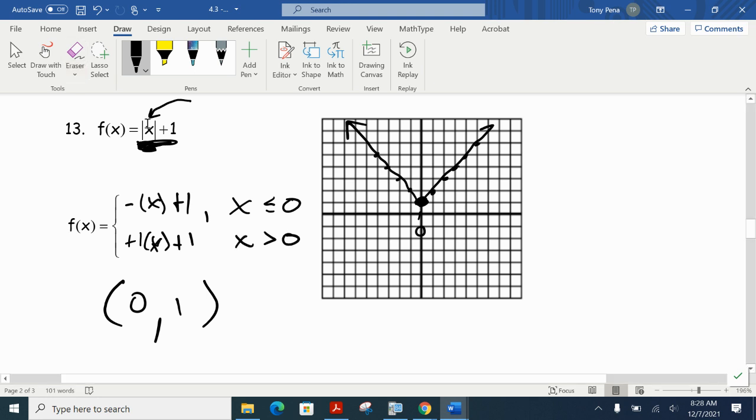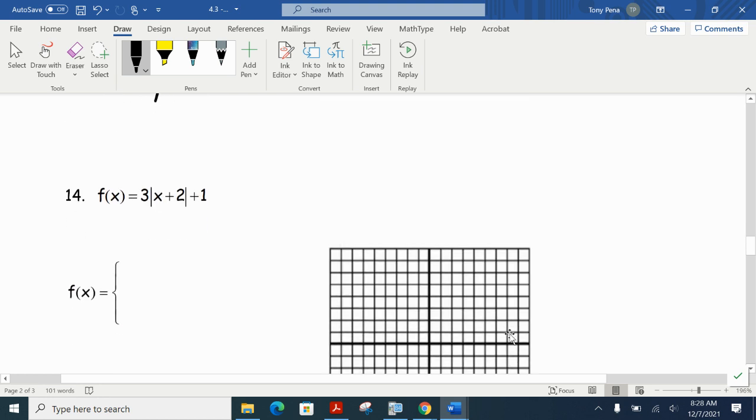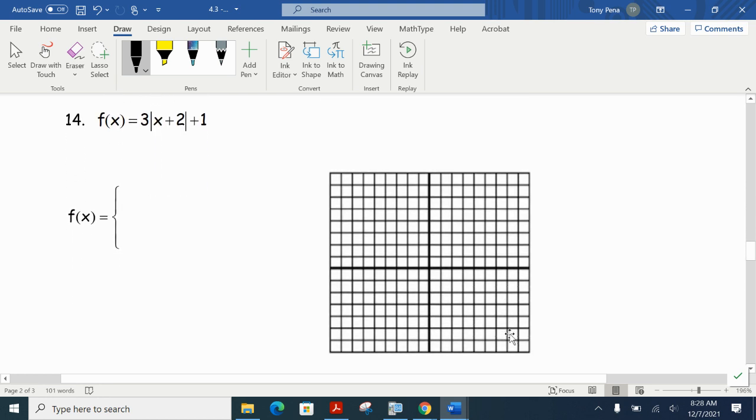Okay. All right. 14. The last one of these, something a little different, but it follows the same exact pattern. See if you understand what's a little bit different. And if you do, you should still be able to do this pretty similar to the first two there.